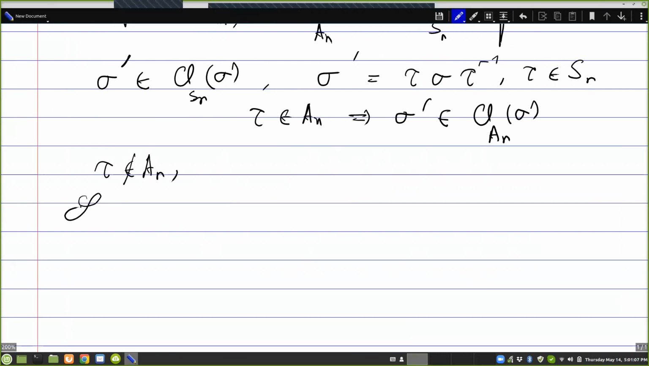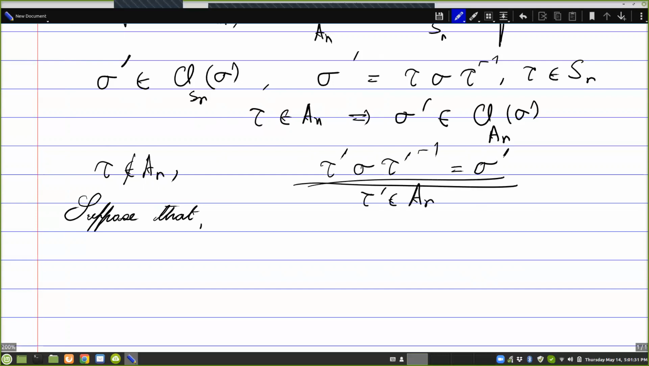So suppose that, before getting into the condition, let me try to motivate that. As I said, what do we want? We want to replace tau by a tau prime in An such that this happens, right? So from tau, which is not in An, we have to get a tau prime which is in An.